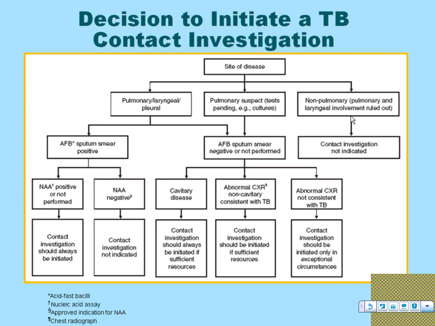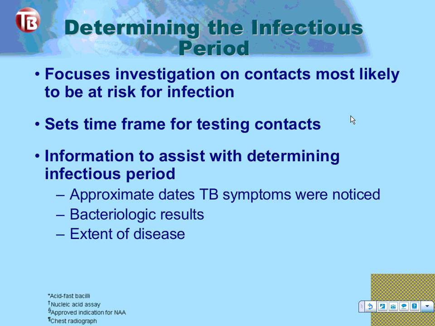So the next step after deciding to initiate a contact investigation involves defining what the infectious period is. By doing so, we are able to focus the investigation on contacts who are most likely to be at risk for infection. Defining the time frame for the infectious period can also be helpful for the index case to recall who these possible contacts may be. It helps them remember. Setting an infectious period also helps set a time frame for when these contacts need to be tested.